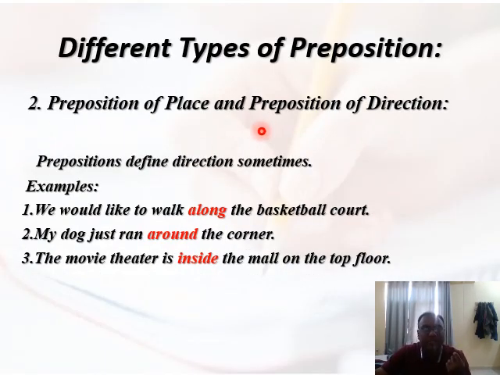Preposition of place, preposition of direction. Preposition of defined direction sometimes. Examples: we would like to walk along the basketball court. Along means through that basketball court. My dog just ran around the corner. Around the corner means throughout the area. That movie theater is inside the mall on the top floor. That is, the movie theater is situated inside the mall and on the top floor.